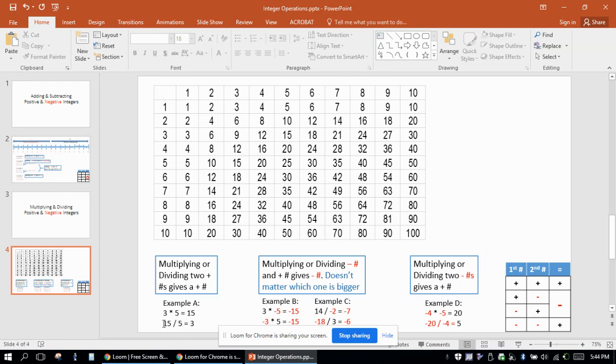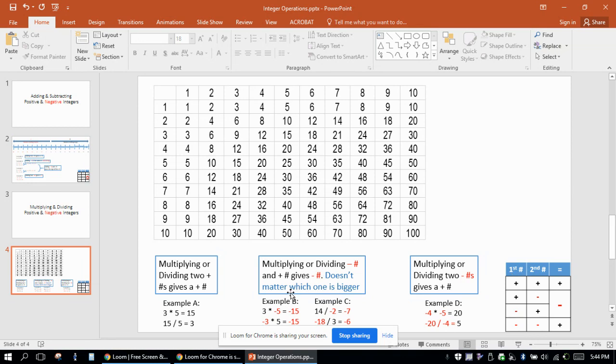Now, what about when you divide two positive numbers? Here's 15 divided by 5, which gives you 3. So positive 15 divided by a positive 5 gives you a positive 3. So our rule is that when you're multiplying or dividing and you have two positive numbers, your answer, your product, will be positive, and your quotient, the result of your dividing, will also be positive. So to keep track of that, whenever I have two positives, my answer will be positive.